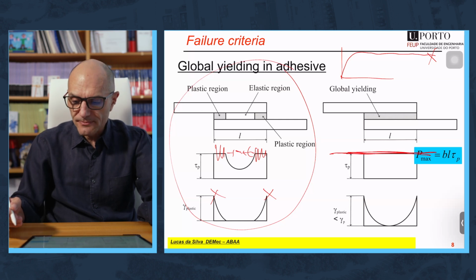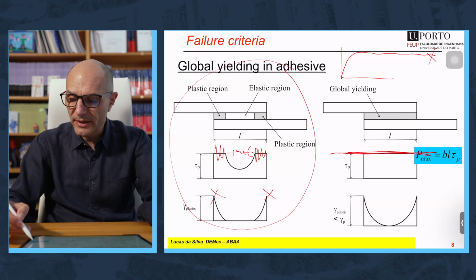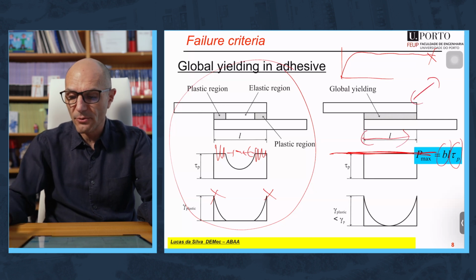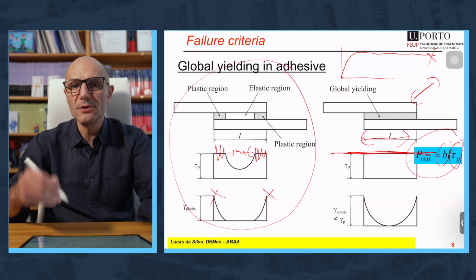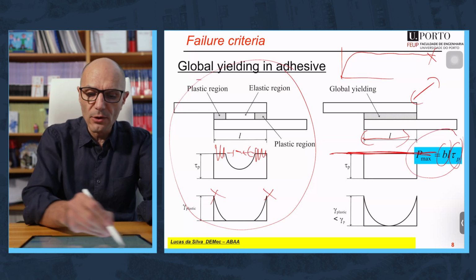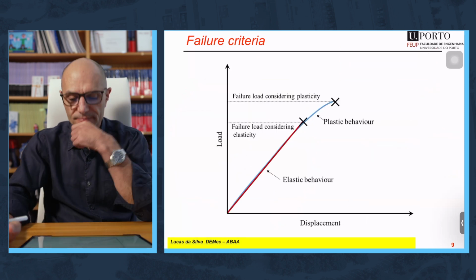Then in that case, the failure load is simply the yielding stress of the adhesive times the resistant area, the overlap times the width. And again, this is something you can do by hand. You don't need any fancy model. It's called global yielding in the adhesive.